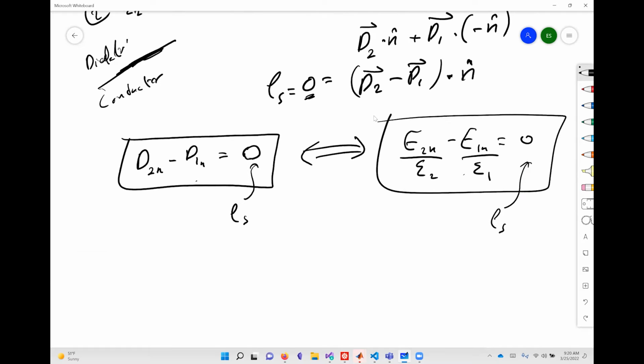There's a caveat here that sometimes you have to add in the surface charge at the interface. Sometimes that exists, sometimes that happens, right? This interface behavior is the root cause of refraction.